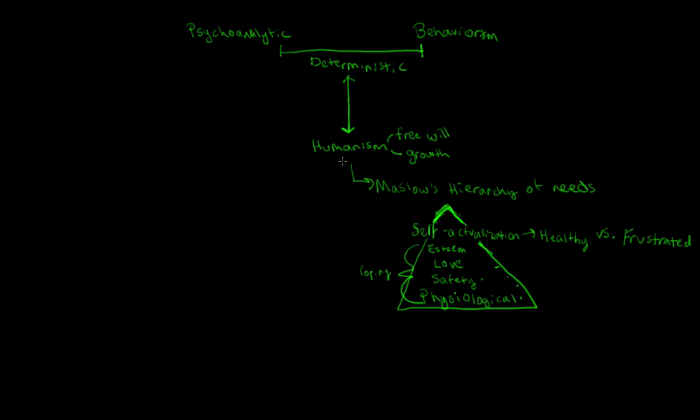There are two theories within humanism. The first theory, which we saw in a previous video, was Maslow's hierarchy of needs. And the second theory is Carl Rogers' person centered theory. And the big concept within person centered theory is the concept of self, or self concept.